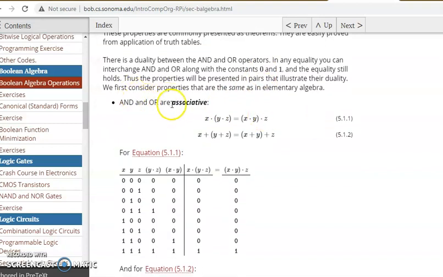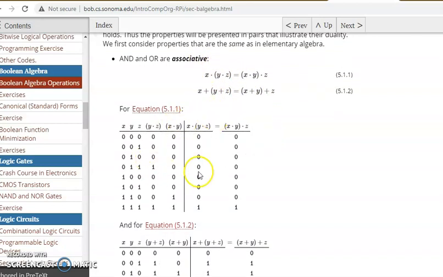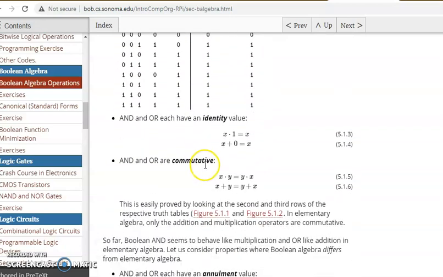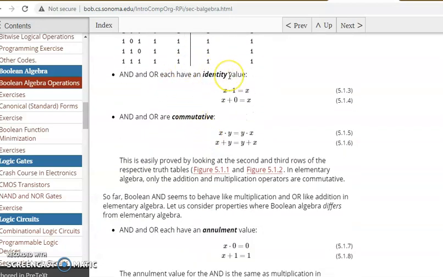Both AND and OR are associative, just like in our regular algebra. And that means that x times (y times z) is the very same no matter if you move the parentheses. And the same with addition. The associative property of mathematics is demonstrated in Boolean algebra. AND and OR each have an identity value. That means that any number times 1 is going to be equal to itself. And any number plus 0 is going to be equal to itself.